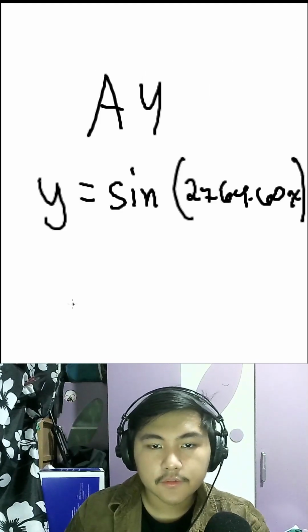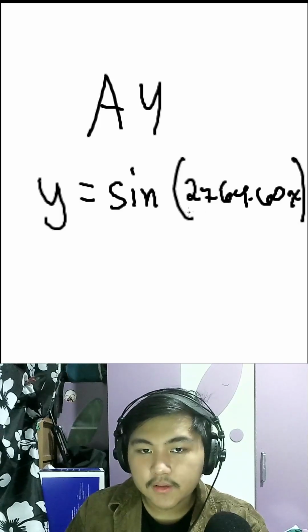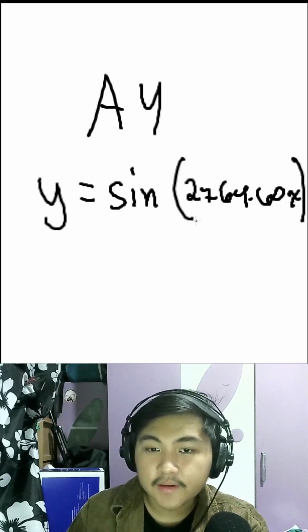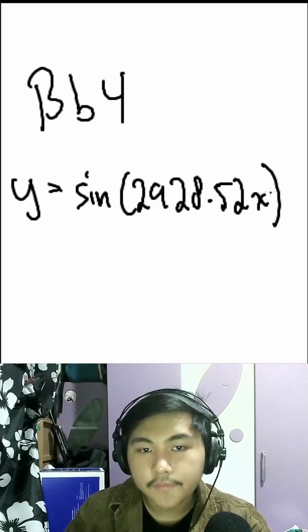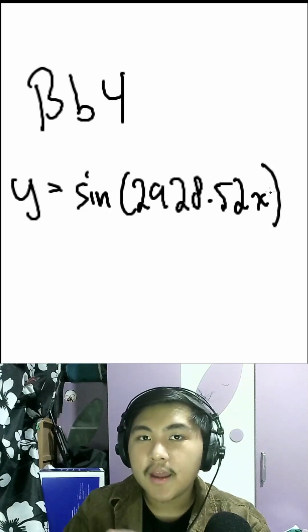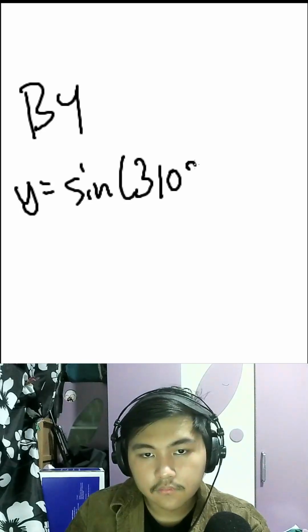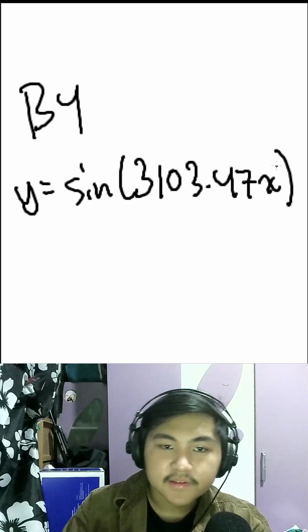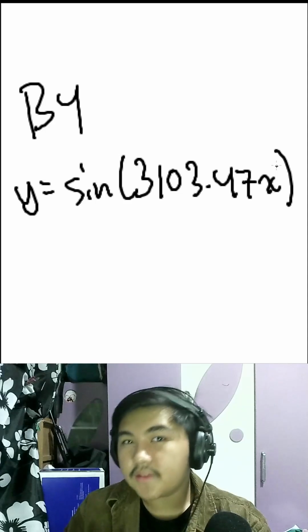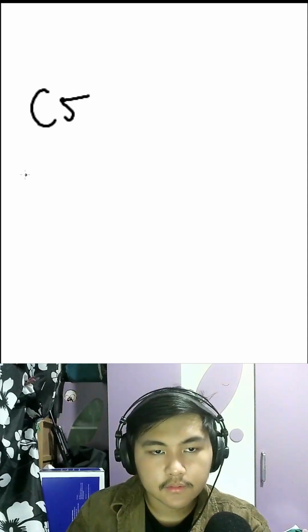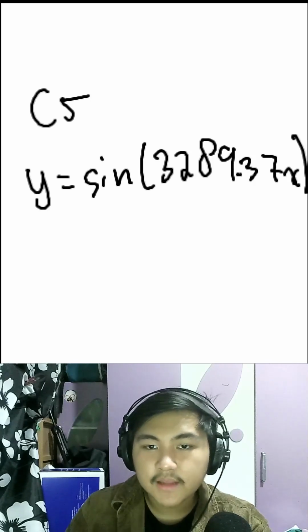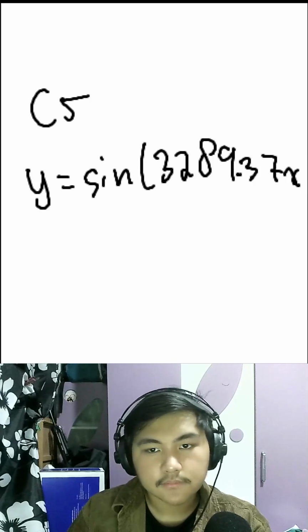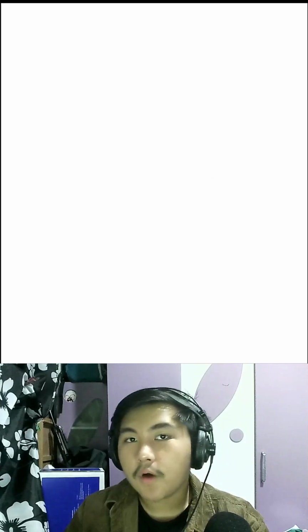Now A4 is equal to y equals sine of the quantity 2764.60 times x. Now B flat 4 is equal to y equals the sine of 2928.52 times x. Now B4 is equal to y equals the sine of 3103.47 times x. Now C5 is equal to y equals the sine of 3289.37 times x. And then so on and so forth.